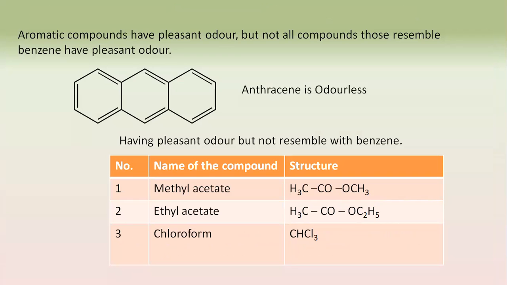Aromatic compounds have a pleasant odor, but not all compounds that resemble benzene have a pleasant odor. Here is the example of anthracene, an aromatic compound which contains 3 hexagonal rings and obeys the Huckel rule, meaning it is aromatic, but it is odorless. Whereas these examples do not have a benzene ring in their structure but have a pleasant odor, like methyl acetate and ethyl acetate. These are esters which have a pleasant odor, and chloroform, CHCl3. So we can see that not all aromatic compounds have a pleasant odor.